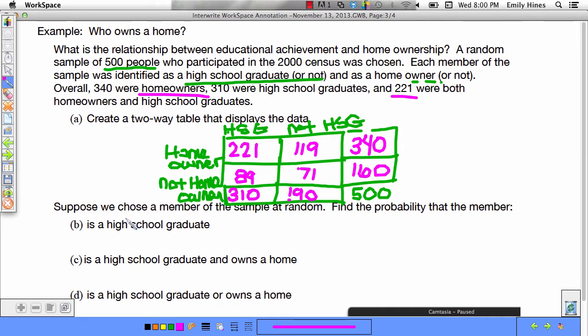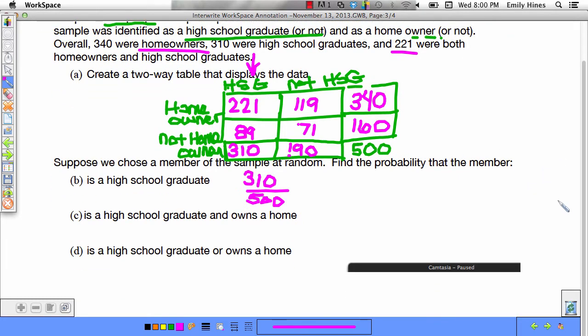Okay, so remember, probability is just the number of times our event occurs over the total number of times in the sample space. So our sample space has 500 people in it. Out of those 500 people, there are 310 that are a high school graduate, because I look at this column right here. 310 are high school graduates. So I say 310 out of 500. And remember, you don't even have to simplify your fraction. You can leave it just as it is.